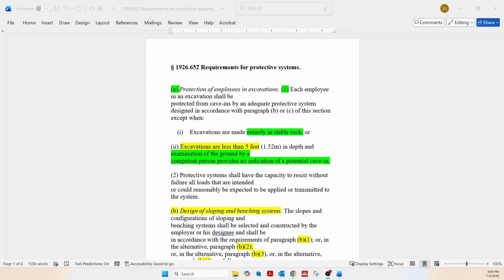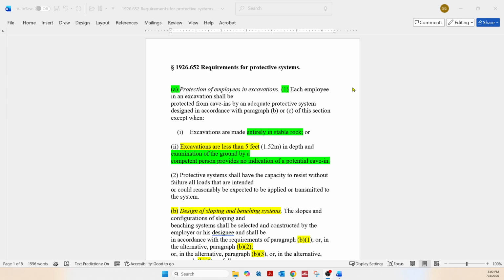Excavation 2. I want to talk about this 1926.652, requirements for protective systems. I'm going to use the week 6 assignment as a bit of a guide for us to go through this. It's terrible when you have to sit through me just reading what you can obviously see, but we're going to do it anyway. So again, this is section 652, which is requirements for protective systems.